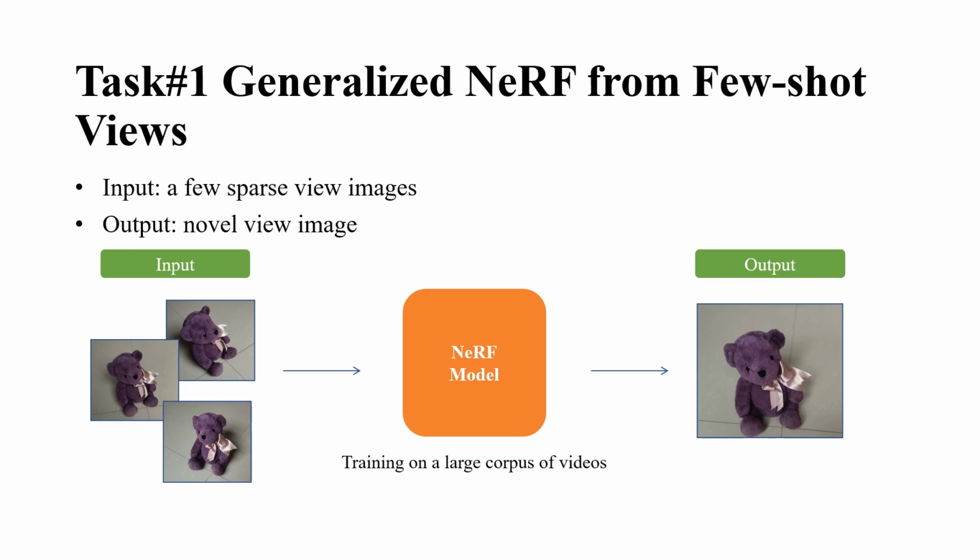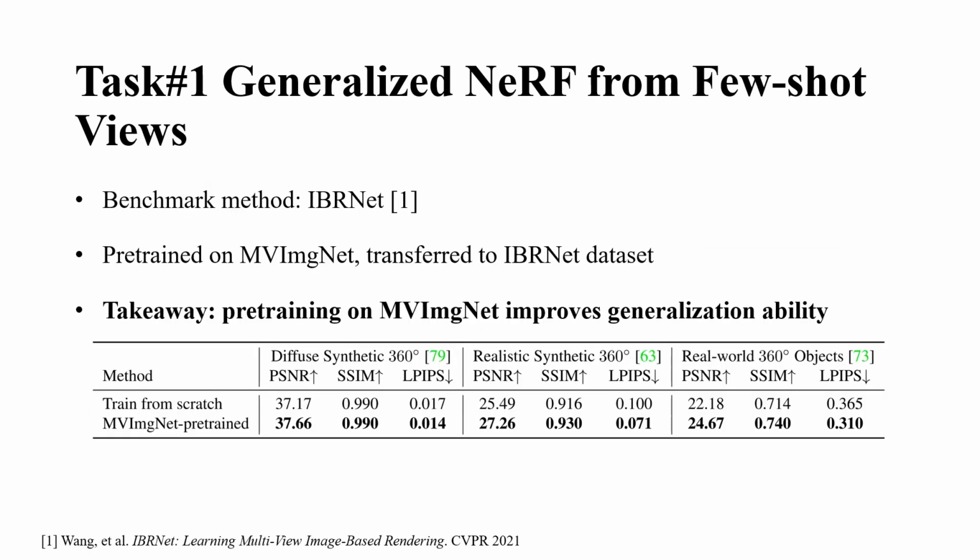Given a few sparse view images as input, the goal is to learn a generalizable NeRF model that can render novel view images. Training such a NeRF model that can generalize to unseen objects requires learning 3D priors from a huge amount of multi-view images, and our MVImgNet dataset perfectly fits this demand. Specifically, we select IBRNet as benchmark method.